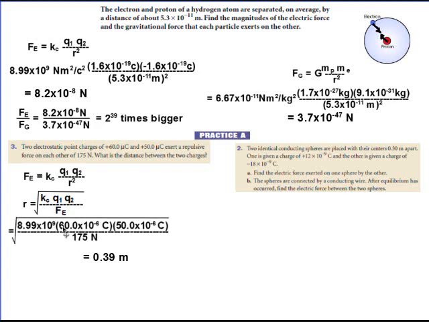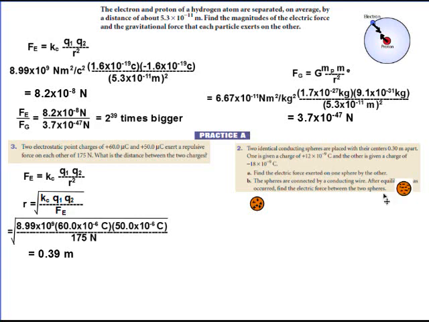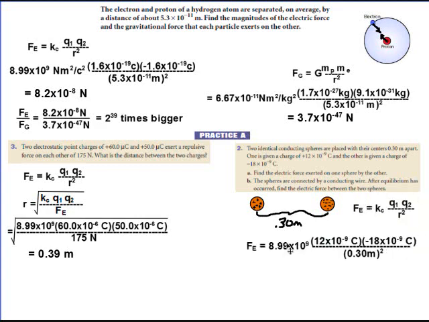Now, this next problem is quite a bit more involved, so I want to give myself a little bit more space here. Here I have two identical conducting spheres about 30 centimeters apart. So I have a positive charge and a negative charge, and the distance between their centers is about 30 centimeters, or 0.30 meters. Based on the charges given to each of those, we'd like to determine the electric force exerted on each other. Well, that's fairly easily done with just the Coulomb equation.